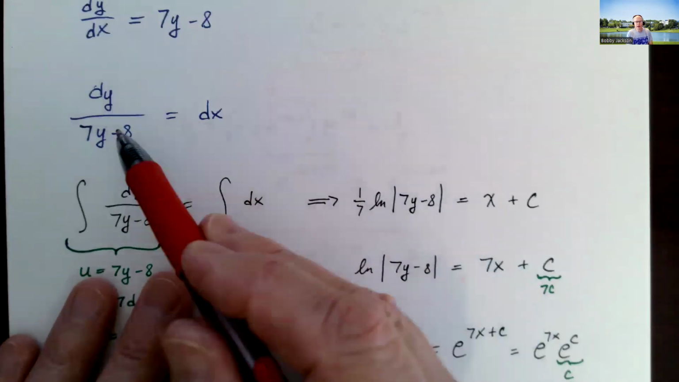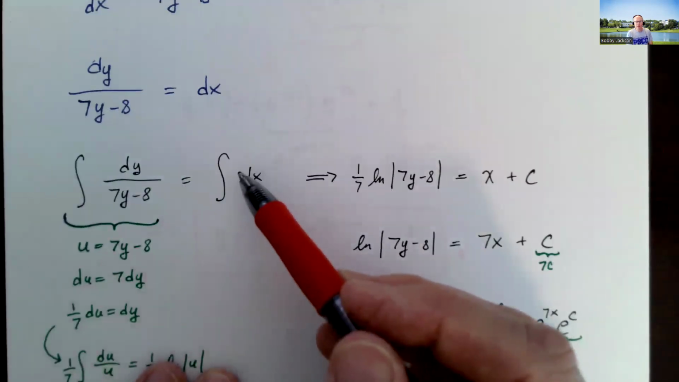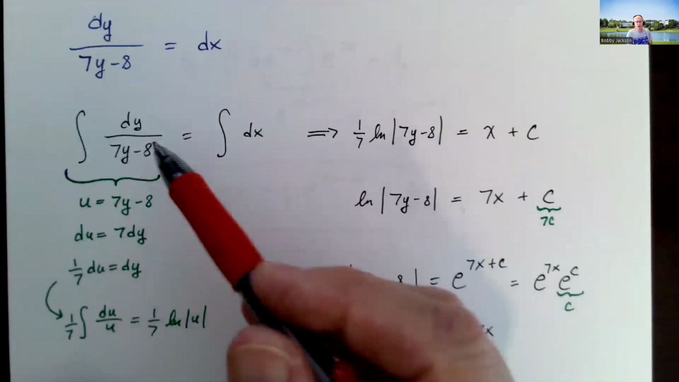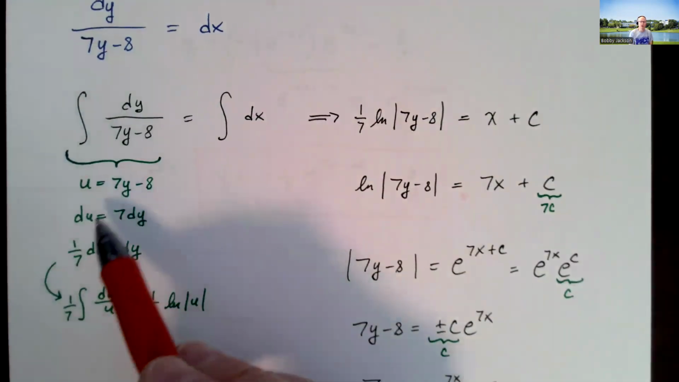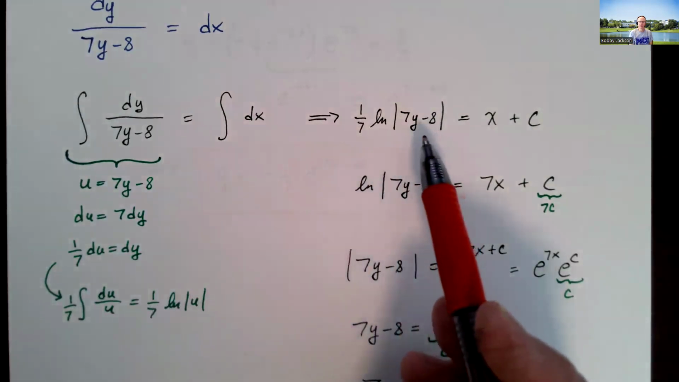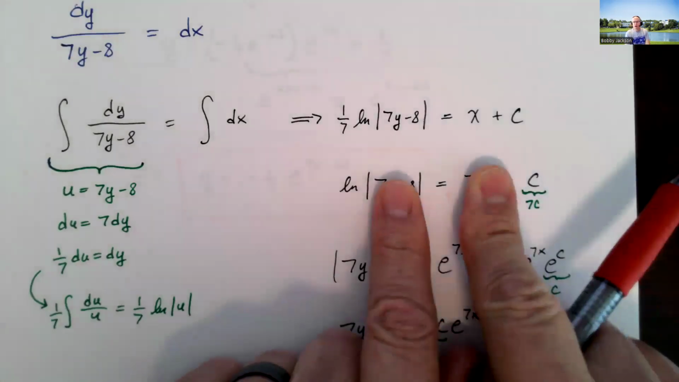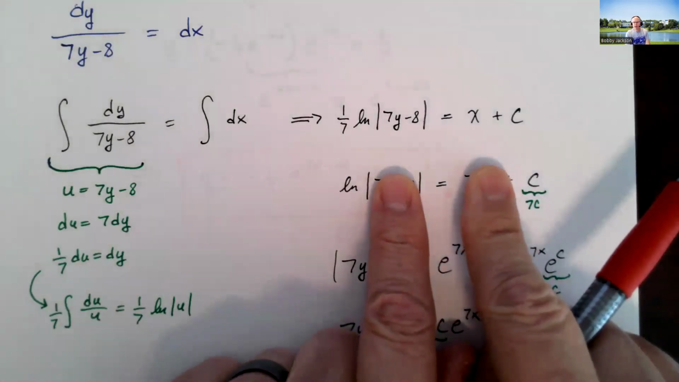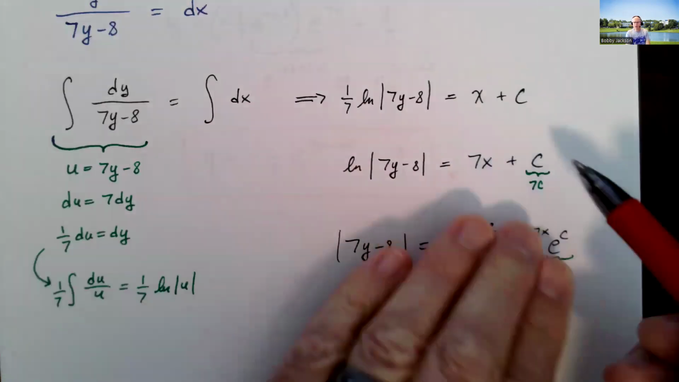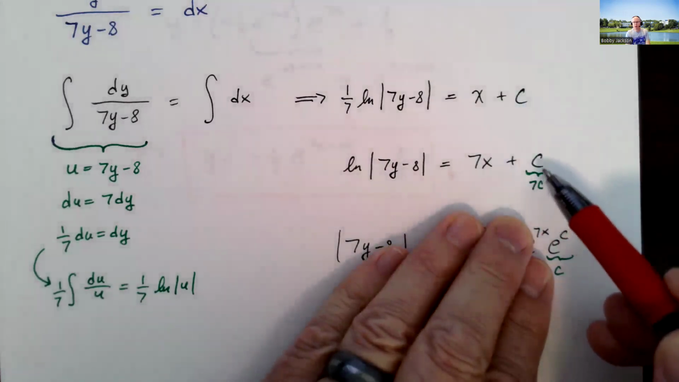So now I can integrate. This side's easy, right? This is just x plus a constant over here. With a little substitution here, you can see how I get the antiderivative is 1/7 the natural log absolute value of 7y minus 8. So now we are going to solve for y. So I'm going to multiply by 7. When I do so, I distribute here. Of course, this will be 7c, but again, we're absorbing into c as much as possible. So this I'm just going to write as c.